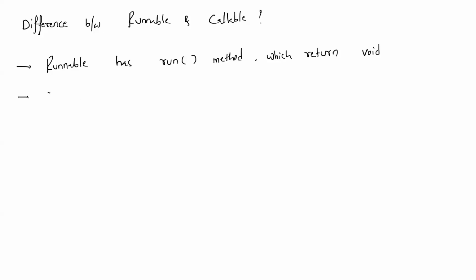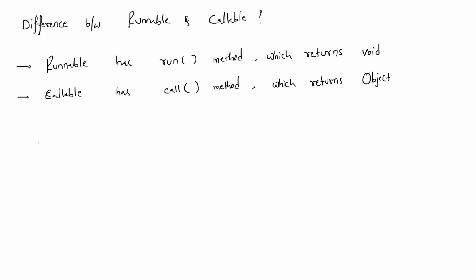But the Callable interface, with capital C as the first letter, has a method called call. The Callable interface has a method called call. And what does it return? The Callable interface's call method returns Object. So Object means what? Any object. It depends on the requirement. Maybe a String object, or an Integer object, or a customized object. All those things are possible. So that is the Callable.